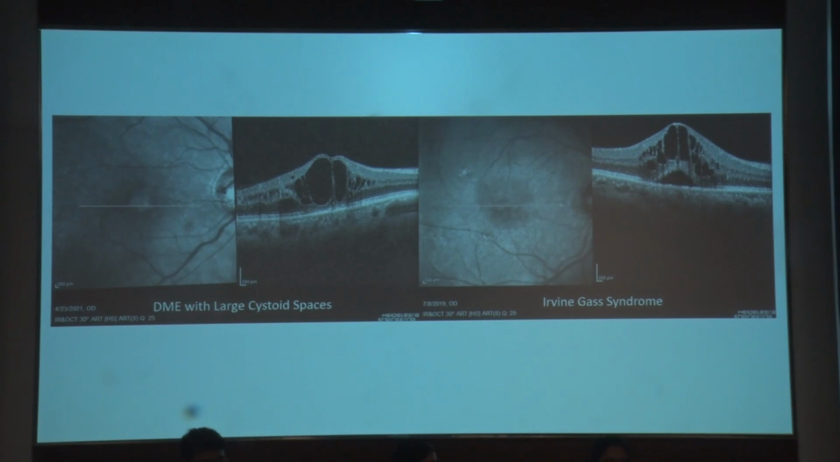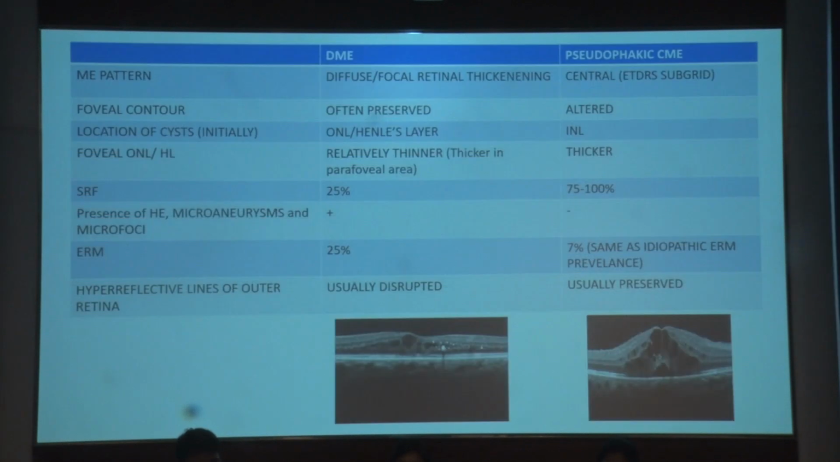Now look at this. This looks pretty much similar, isn't it? If this had a subfoveal fluid, then definitely we would confuse it as a PCME when the patients present 2 months post-cataract surgery. But this is actually a DME and not a CME. But here it is clearly CME. So how do we differentiate it?